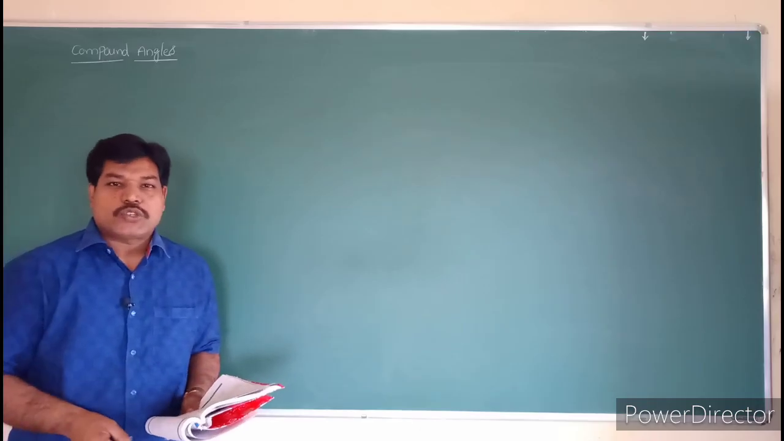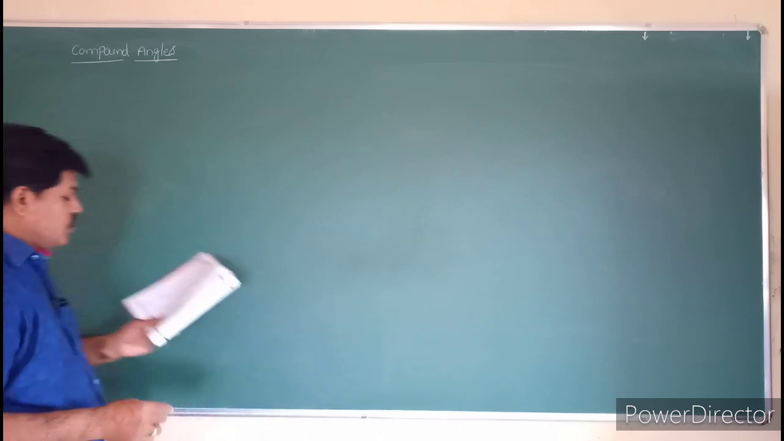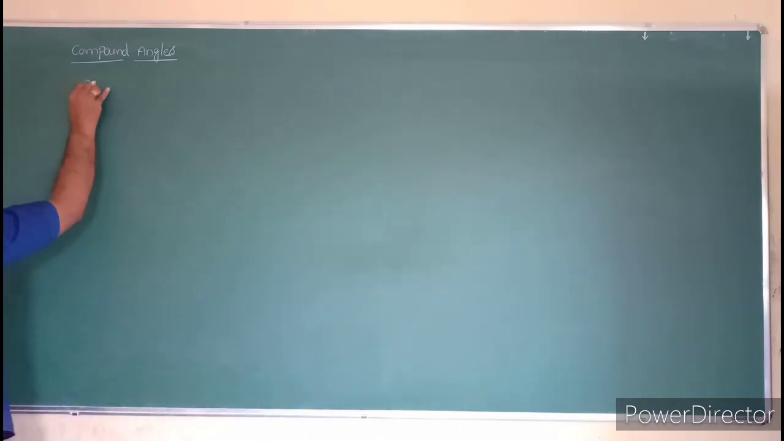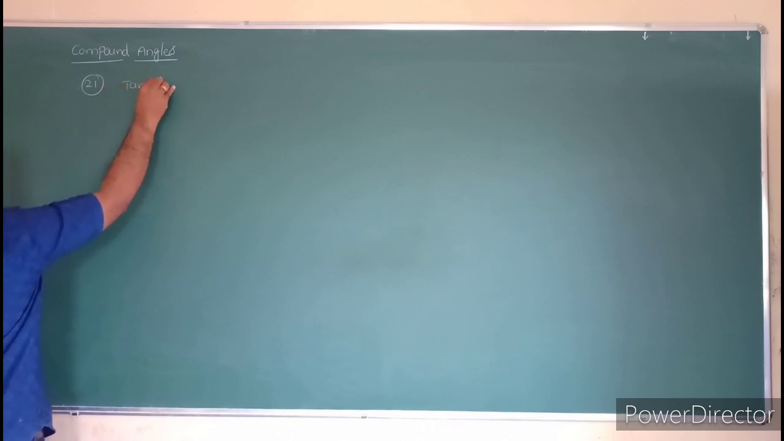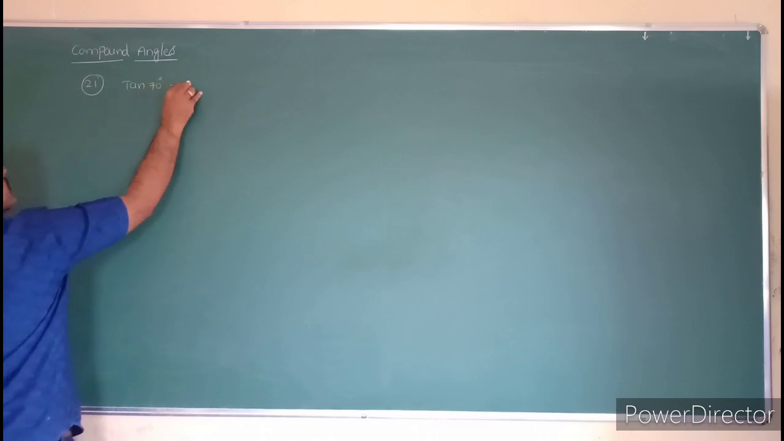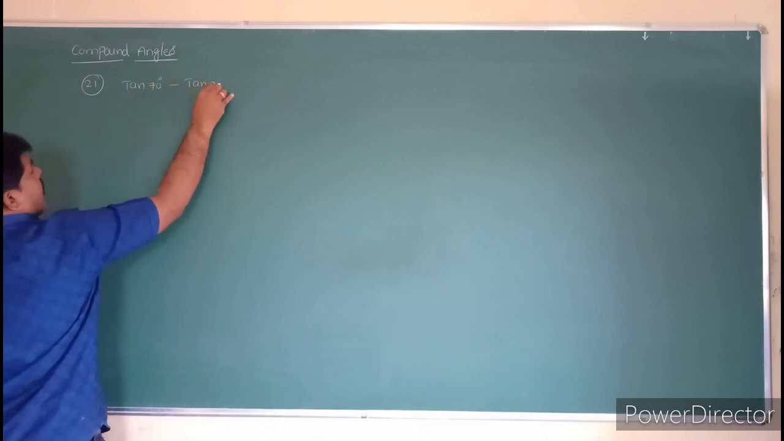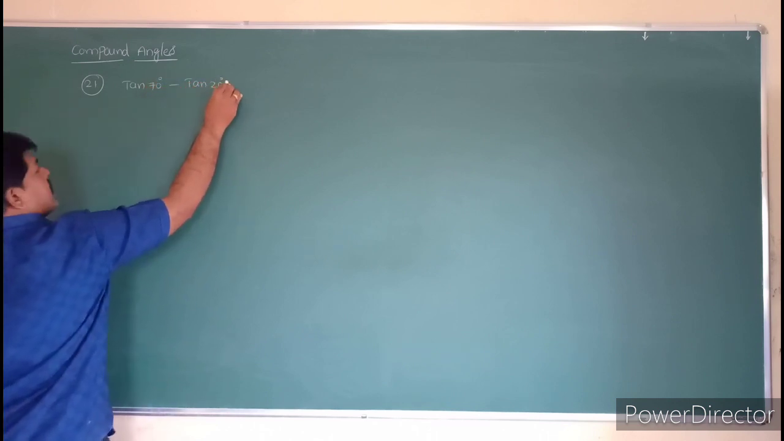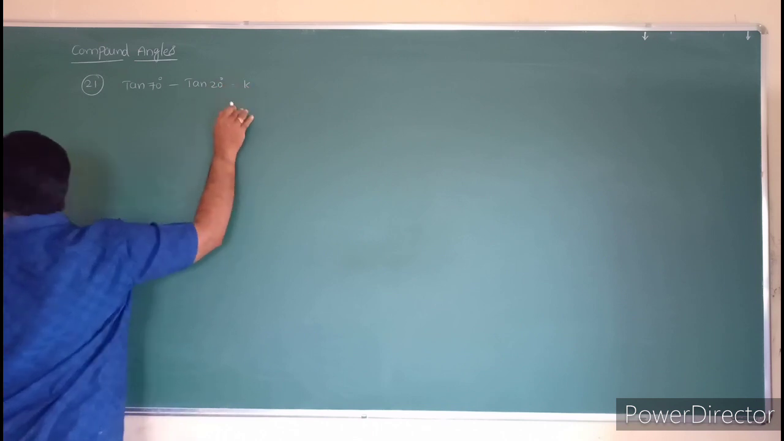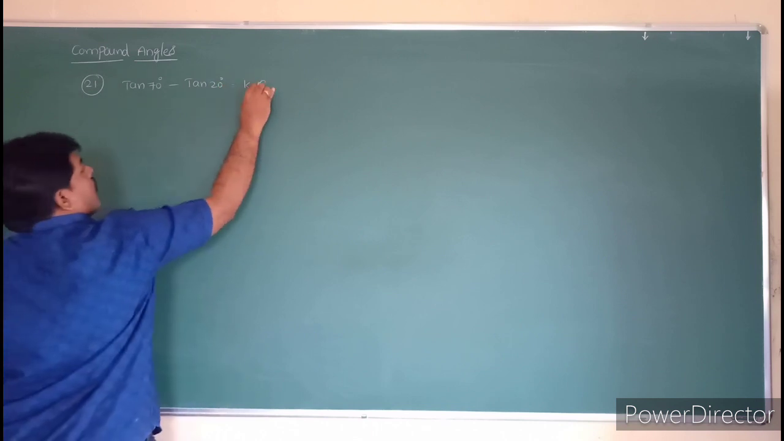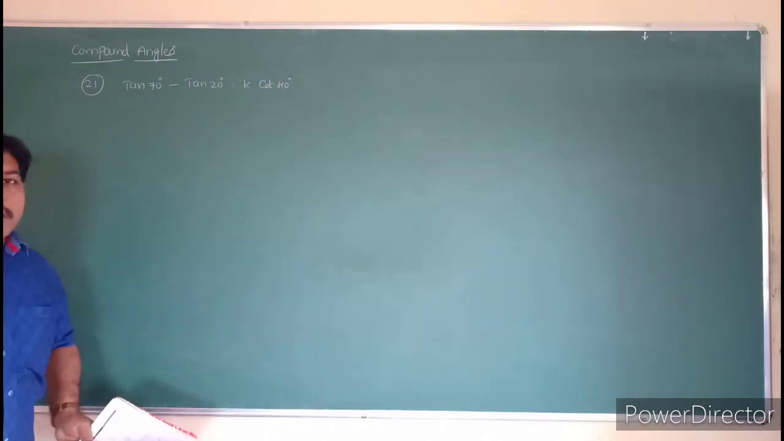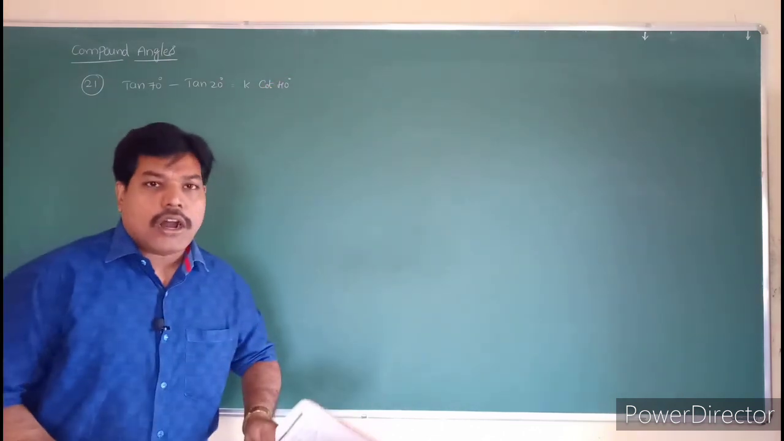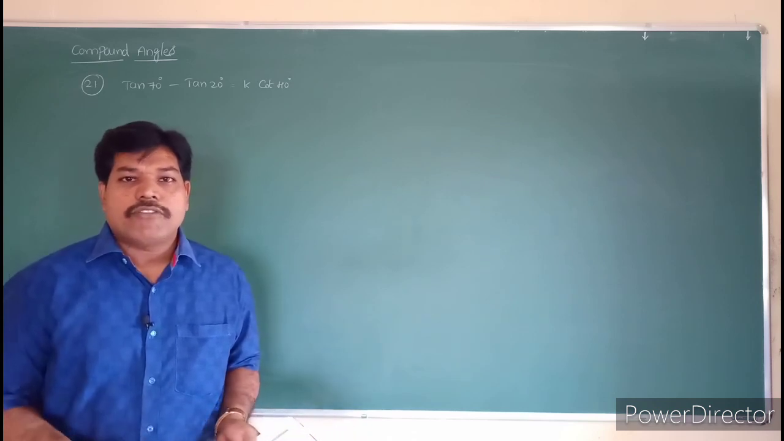See students, see the next question, question number 21. So what is question number 21? See that one. tan 70 degrees minus tan 20 degrees is equal to k into cot 40 degrees. Then what is the value of k?